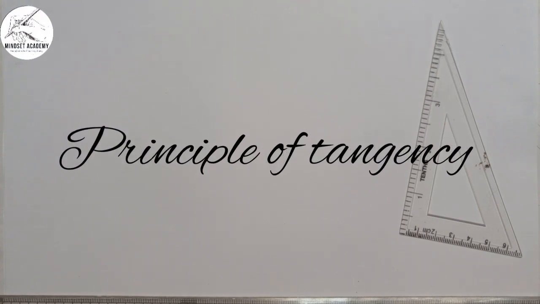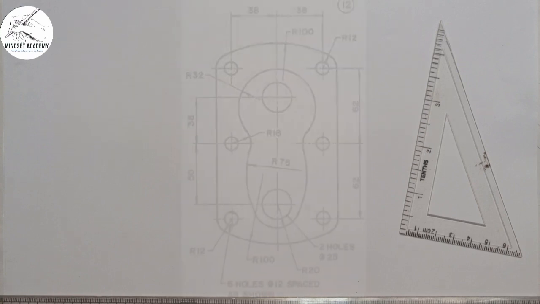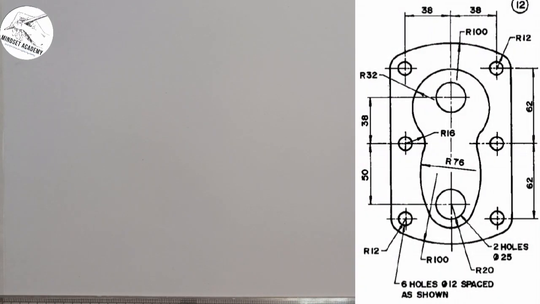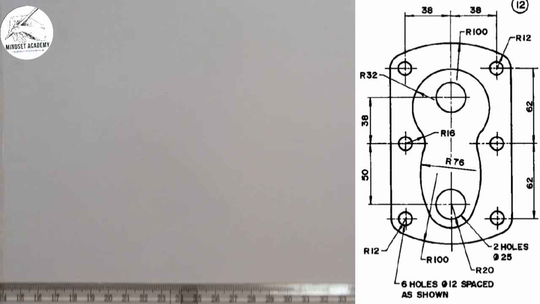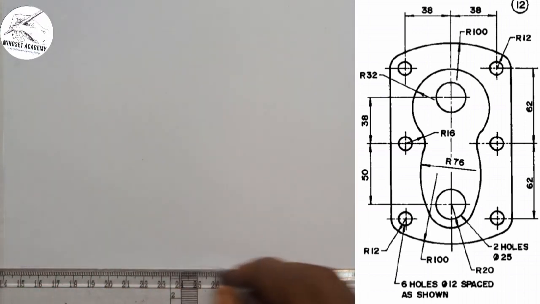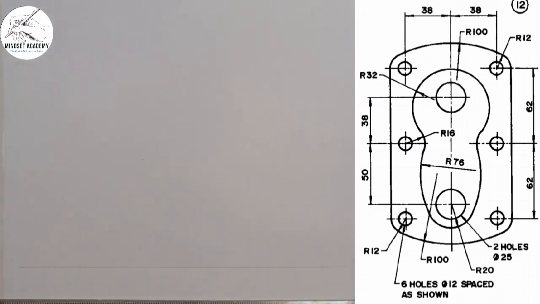In this video, we want to reproduce the figure that is displayed at the right hand side of the screen using the principle of tangency. Now, if you look at the figure closely, the first thing you should do is to draw your horizontal axis this way. So when I place it here, I draw my horizontal axis this way. Alright? This is what I have.